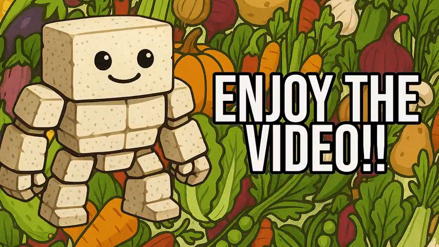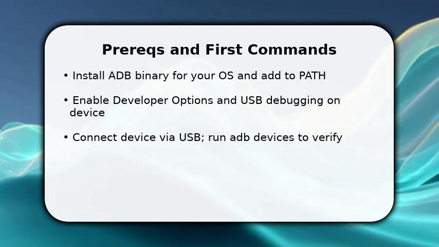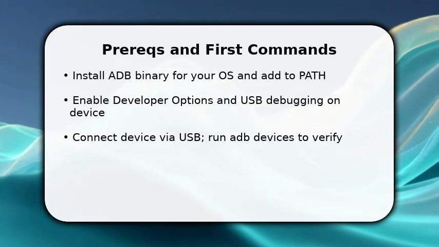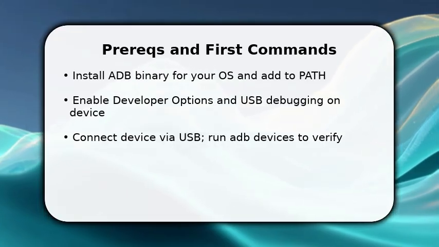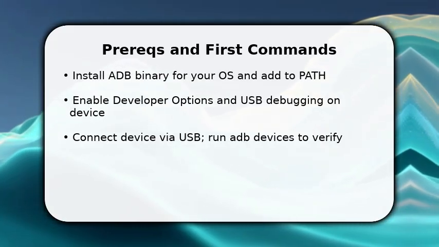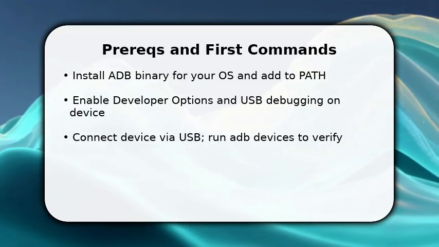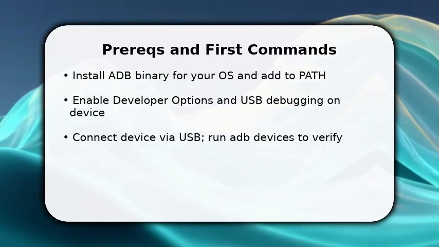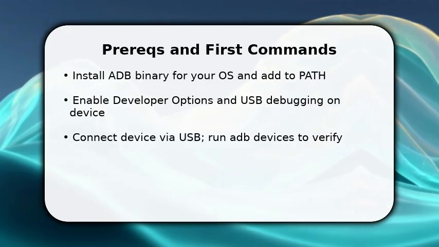You start with essentials so you can act fast. Install the ADB Toolkit and add the binary to path, because commands must run from any folder. Once done, enable developer options and USB debugging on your Android so the host can communicate. This is why trust prompts appear.